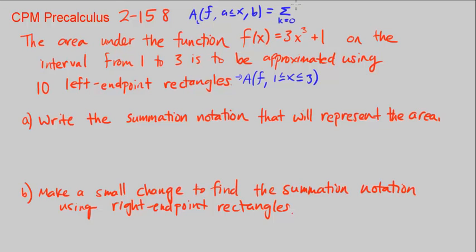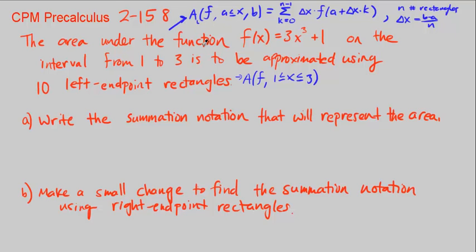We start with some variable k, any variable we want. We start with k equal to 0. We go up to n minus 1, where n is the number of rectangles. We multiply by the base of every rectangle, which we'll call delta x, and the height of every rectangle, which we'll call f of a plus delta x times our variable k. And we know n, again, is the number of rectangles, and delta x is the width of each rectangle, which is b minus a over n.